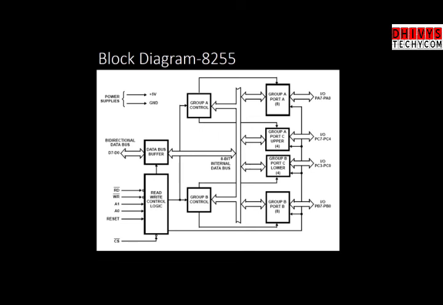8255 is a programmable peripheral interface, and it is used for parallel communication. It has 3 different types of ports and 3 different operating modes: Mode 0, Mode 1, and Mode 2. It starts with simple IO, handshaking, and bidirectional. Talking about ports, port A and port C upper are group A, and port C lower and port B are group B. This question is the most important question you can expect in any of your semester examinations.